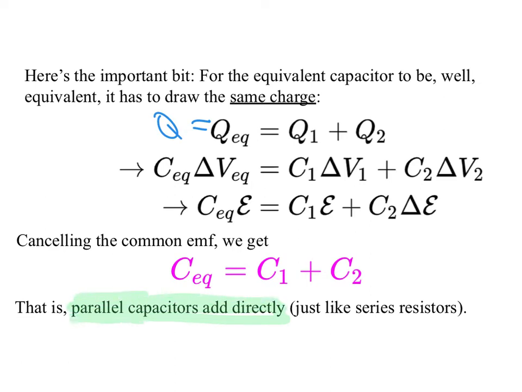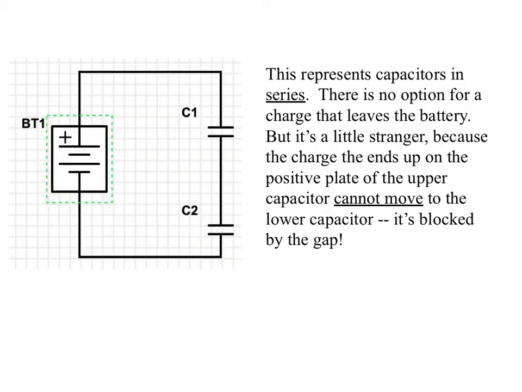Notice the switch, though. We've switched both resistor to capacitor, but also series to parallel. Now we have capacitors that are in series. There's no option for a charge that leaves the battery. It comes and must land here. It's a little stranger, though, because it can't hop and go on. Instead, the charge that ends up here can't get to the rest of the circuit. It's blocked by that gap. That's what makes the capacitor a capacitor.